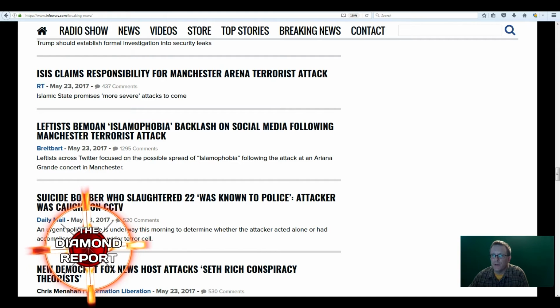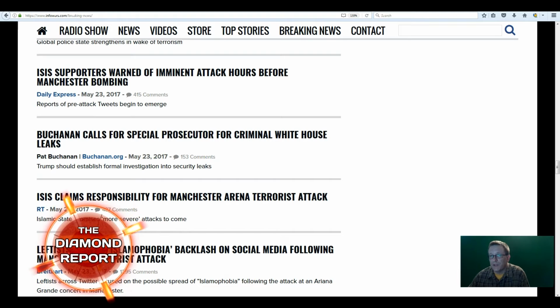Leftists bemoan Islamophobia backlash on social media following Manchester terror attack. Leftists across Twitter focused on the possible spread of Islamophobia following the attack at an Ariana Grande concert in Manchester. Well, if they really understood what Islam's all about, maybe they'd reconsider, but I doubt it, because they just don't have the brain capacity to understand anything other than their ridiculous emotions they might be feeling at the moment, and worrying about hurting people's feelings instead of whether or not somebody's going to blow up a bunch of people with a homemade bomb.